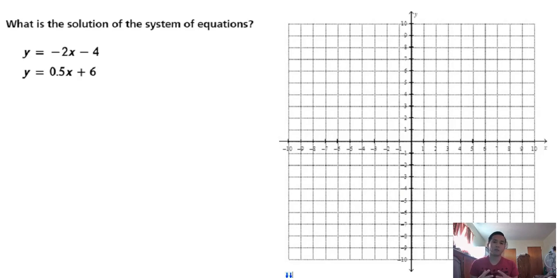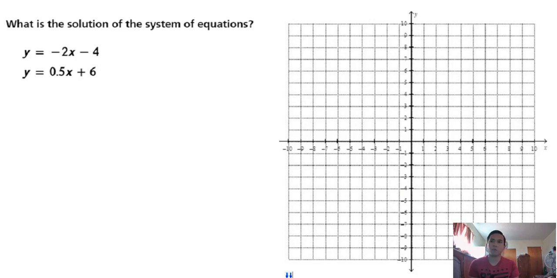When we say system of linear equations, you are working with two or more linear equations at the same time. There are three methods in solving a system of linear equations. One is graphing. Second is substitution, and the third one is elimination. In this video, we'll focus on solving a system of linear equations by graphing.